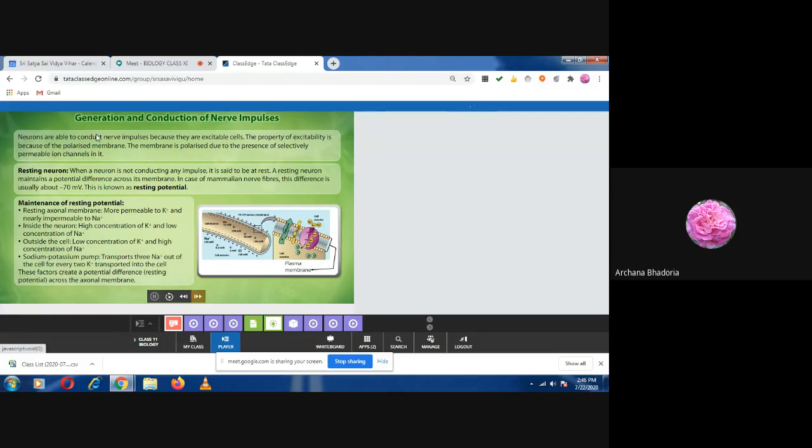Now try to see stepwise how it will be generated. Neurons are able to conduct nerve impulses because they are excitable cells. The property of excitability is because of the polarized membrane. Everyone write down that they are excitable cells because of the presence of a polarized membrane, and it is polarized due to the presence of selectively permeable ion channels in it. Everyone note down.